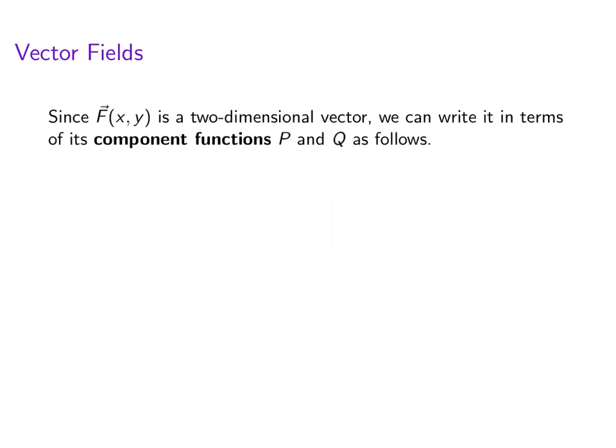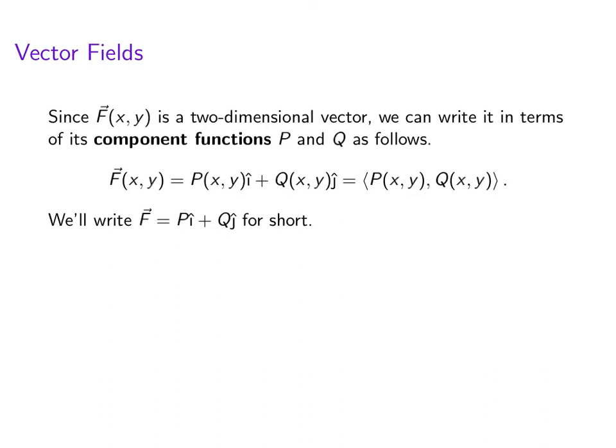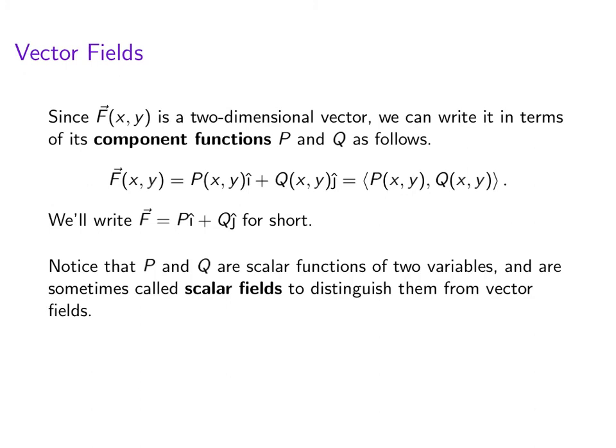Now, f of xy is a two-dimensional vector, so that means we can write it in terms of its component functions, p and q, like this. We can say that f of xy is equal to p of xy i plus q of xy j. Here, p and q are not vector functions, they're scalar functions. Or we could just write pi plus qj for short. Keep in mind, p and q are scalar functions of two variables. Its output is a scalar. And we'll sometimes call these scalar fields just to distinguish them from vector fields.